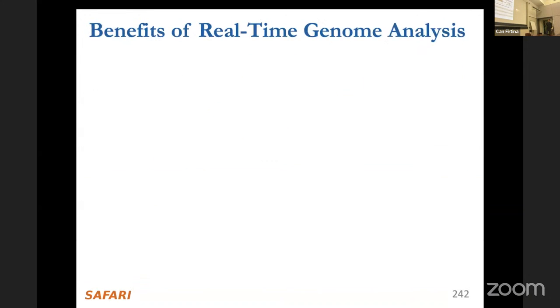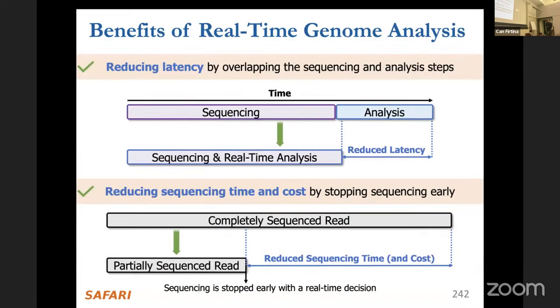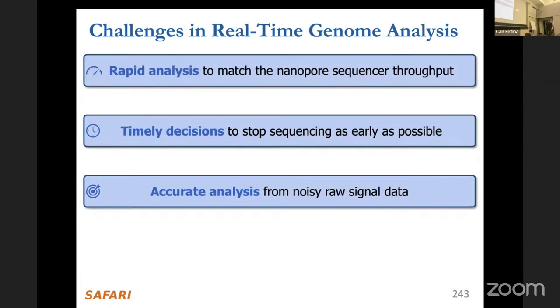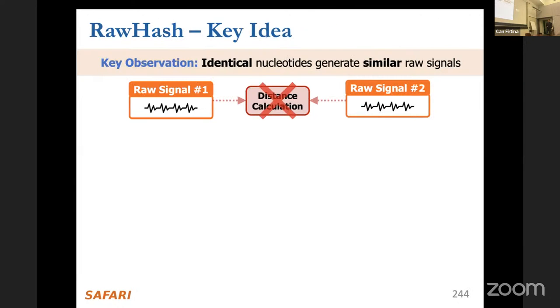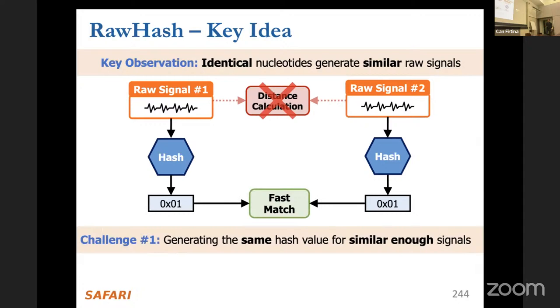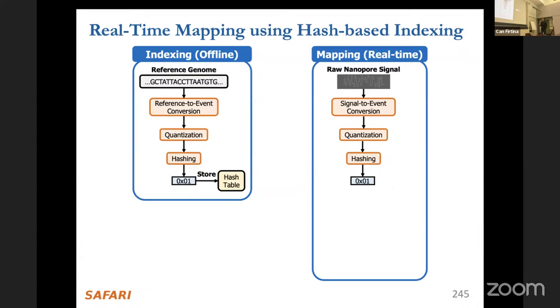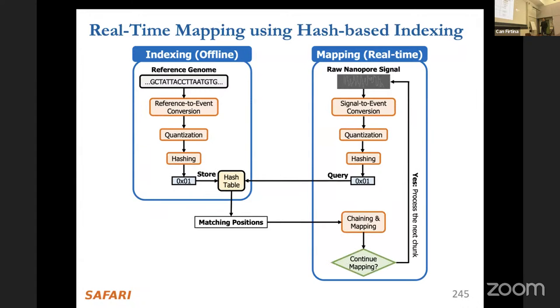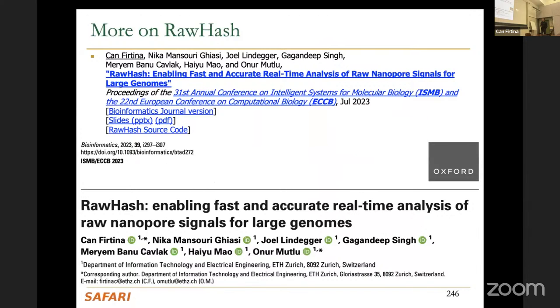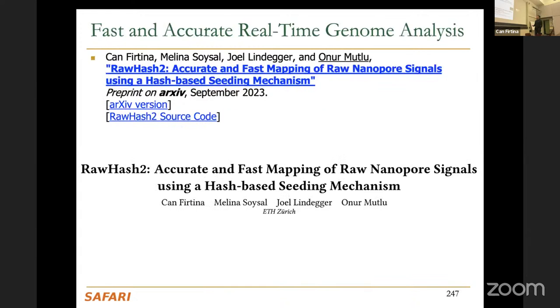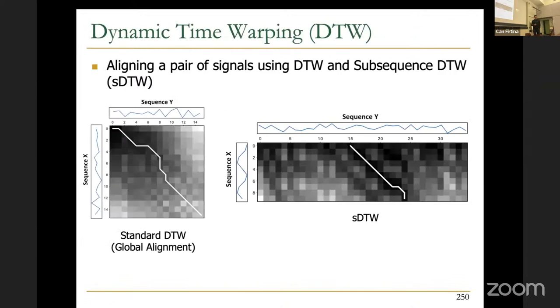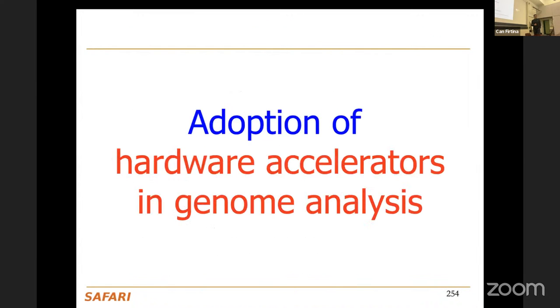Again, this is an example of how RowHash works, which I mentioned previously. These are the benefits of real-time analysis and the challenges also. The key idea of RowHash is to do the signal analysis efficiently, knowing the challenges. If you can do the analysis in real time, you can send feedback in real time to the device, and this is really beneficial. If you're curious about how we do real-time analysis in genome analysis, you can take a look at RowHash and our other works, RowAlign and so on.